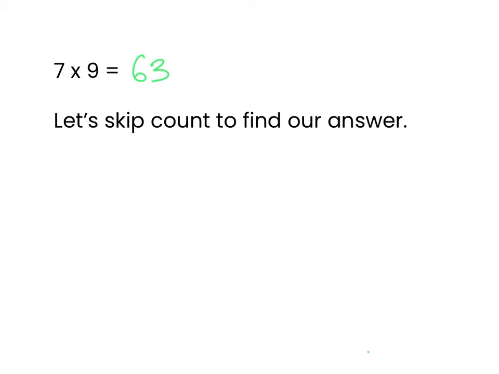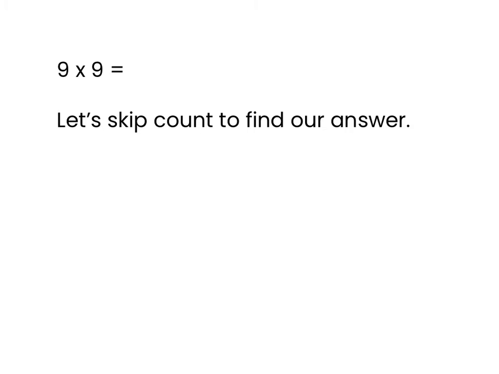I hope all of this practicing that we're doing should be starting to pay off for you. And this last one, skip counting to find an answer, we're going to do 9 times 9. 9, 18, 27, 36, 45, 54, 63, 72, and 81. And since we're multiplying by 9, obviously we'd get the same exact answers doing it again.